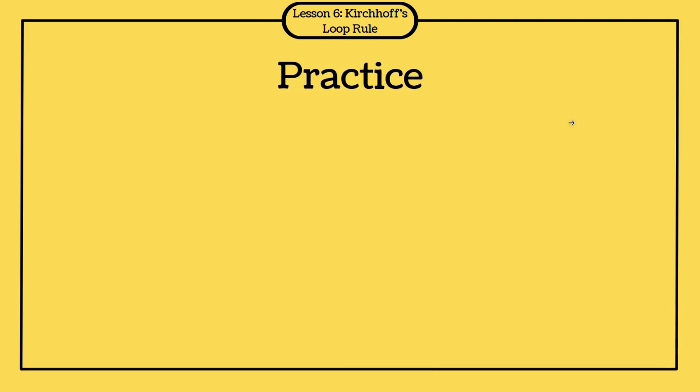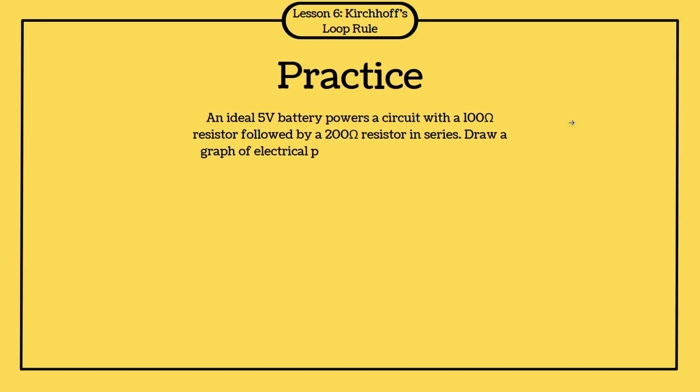So let's do some practice with the loop rule and these electric potential graphs. An ideal 5-volt battery powers a circuit with a 100 ohm resistor followed by a 200 ohm resistor, all in series. Draw a graph of electric potential and verify the voltage drops using Kirchhoff's loop rule. I'll give you a couple of seconds to think this through. Feel free to pause the video if needed and answer these questions on your own, and then come back when you're ready.